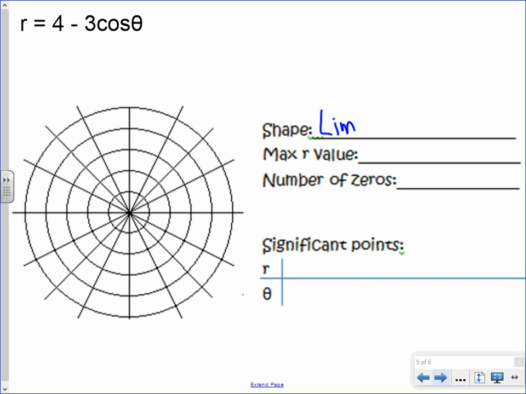Okay, so turn to your neighbor, decide what type of limaçon and what the max R value is of the limaçon. You have 10 seconds.